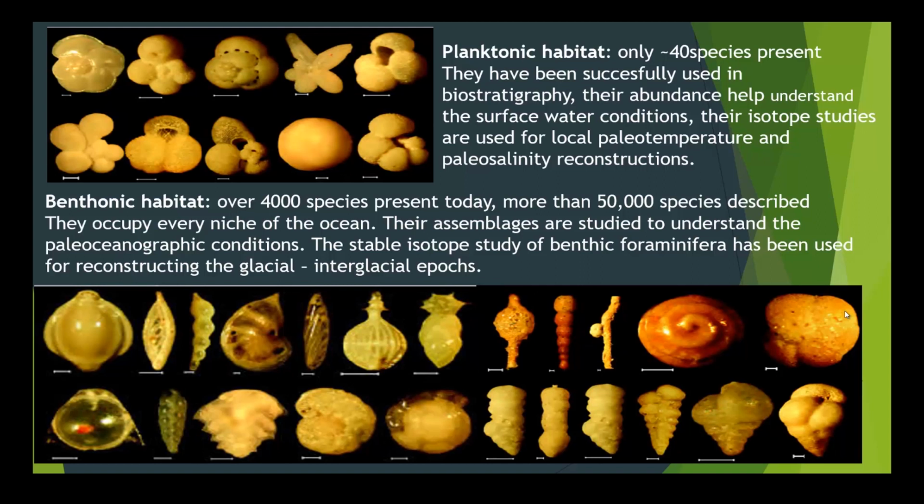In contrast to the few species of planktic forams, there are over 4,000 species of benthic forams living at present, and more than 50,000 species have been described since the Cambrian times. The benthonic forams occupy every niche of the ocean, so their assemblages are studied to understand the paleoceanographic conditions. The stable isotope study of benthic foraminifera has been used for reconstructing the glacial and interglacial epochs.